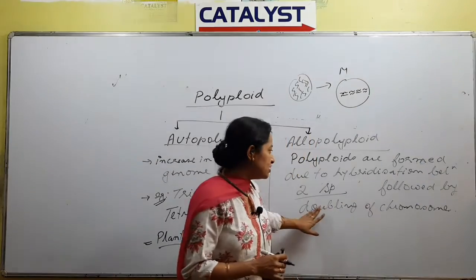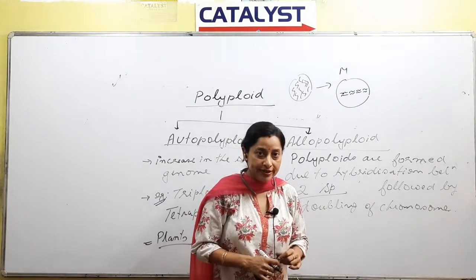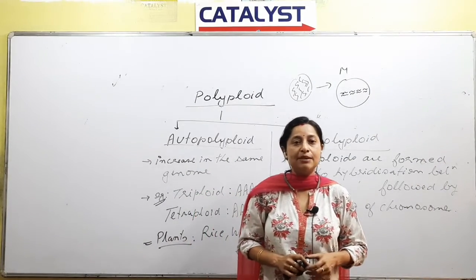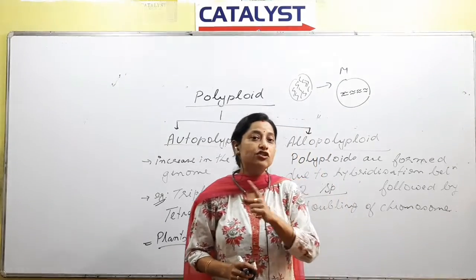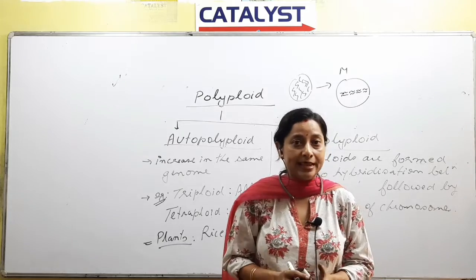Now the question from this part is, when we are talking about doubling of chromosomes, what we need to remember is, if we apply a certain type of chemical at a certain stage of cell division, then we can increase the number of chromosomes of that cell.